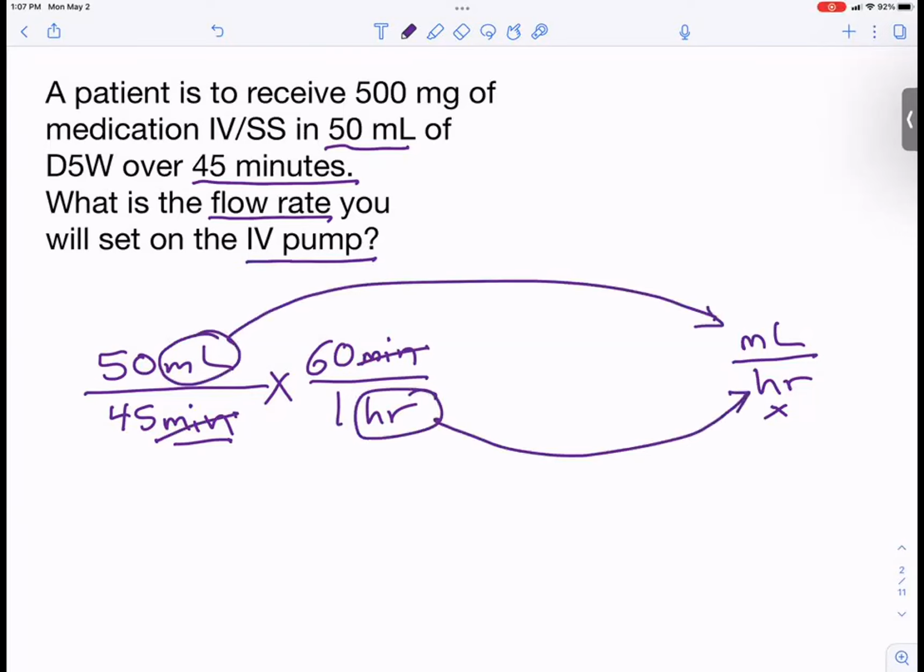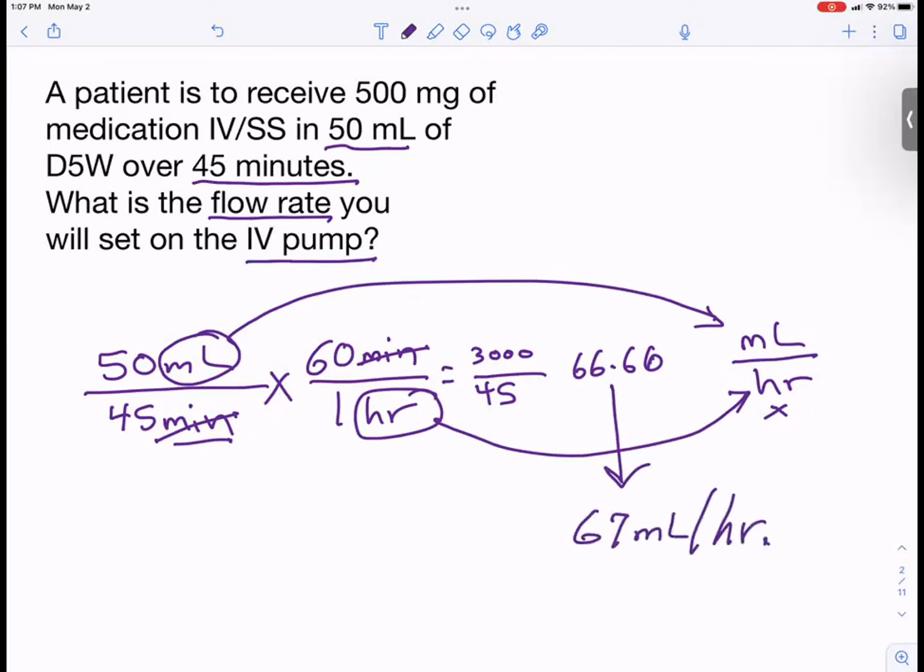So 50 times 60 is 3,000, and 45 times 1 is 45. 45 divided into 3,000 is 66.66. Oops. And I follow my rounding rules. So I'm going to set my pump at 67 milliliters an hour.